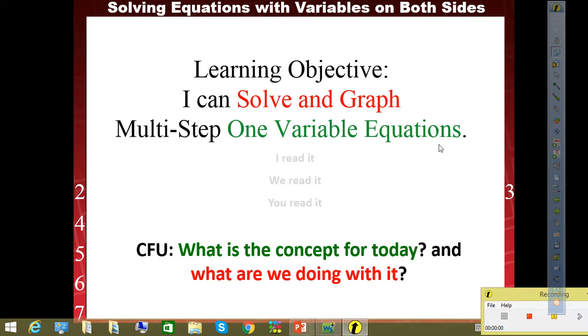Our objective for today: I can solve and graph multi-step one-variable equations. Read together, 1, 2, 3. I can solve and graph multi-step one-variable equations.